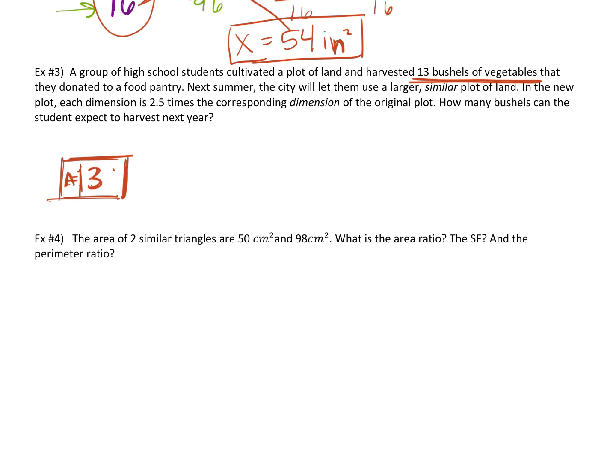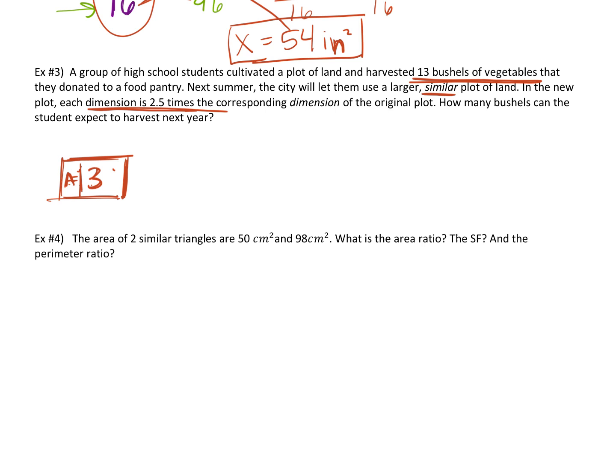Okay. It says next summer, the city will let them use a larger, similar, so proportional plot of land. In the new plot, each dimension is 2.5 times the corresponding dimension of the original plot. Whenever you see the word dimensions, scale factor, okay? Your dimensions are your scale factor.